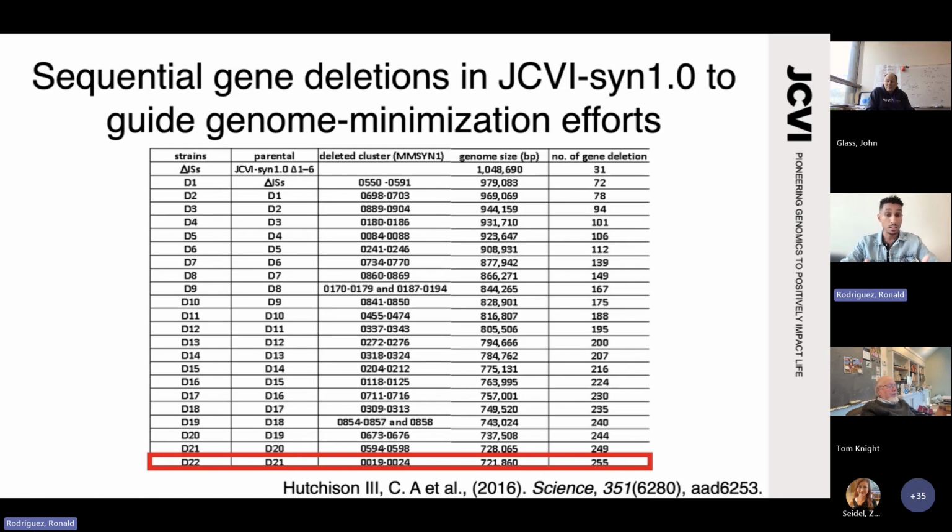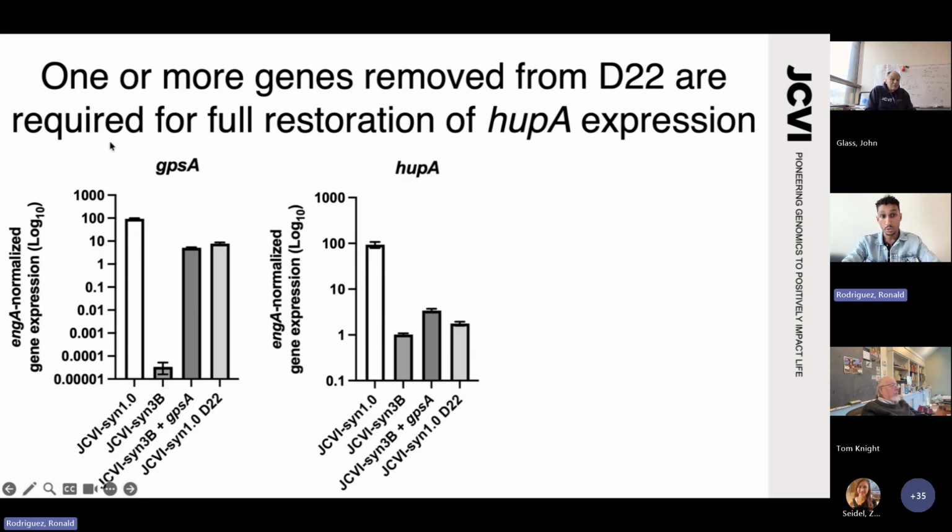And the idea is similar to before. If we see minimal to no expression in D22, the regulator for HUP-A is probably one or multiple of those genes that were deleted in that 255 set. So on the left, what I'm showing you here is RT-qPCR data, where we measure the expression levels of GPSA in the same strains I showed you before.